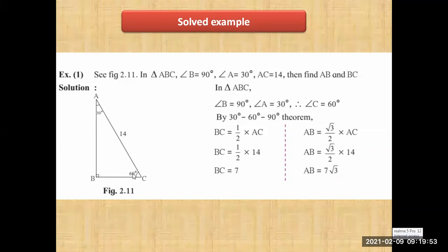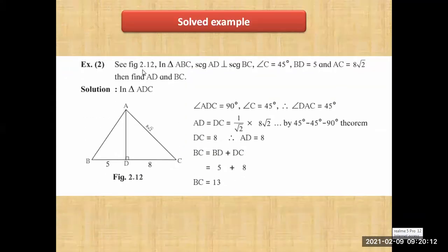Then we find the side opposite to 60. Which one? AB. So AB is equal to root 3 by 2 times AC. So 2 7s are 14. So we will get AB is equal to 7 root 3. Okay. Now see the second question.